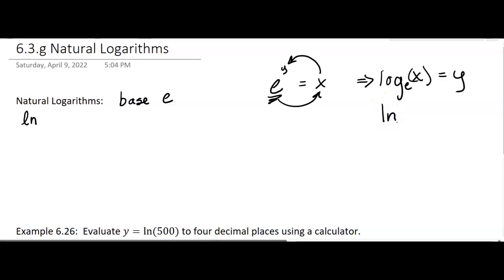So it might look like that on your calculator. Sometimes I write it with a loopy L so I know it's not a 1. So natural log of x equals y. So that's how you're going to write it.